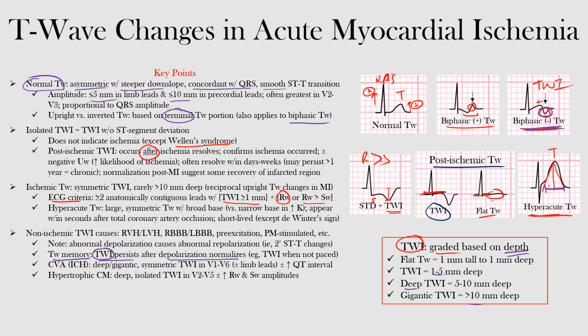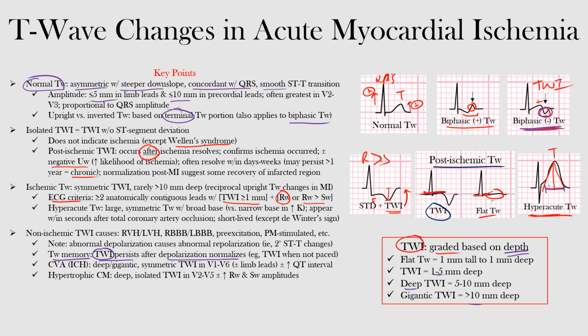Now, in terms of post-ischemic T-wave inversion, this occurs after ischemia, okay? It doesn't mean that there's ongoing or acute ischemia occurring, okay? So it confirms that ischemia occurred, all right, and you may also see a negative U wave, which would increase the likelihood that you had ischemia in the past. Now, often this will resolve within days to weeks, but if it persists for over a year, we call it chronic, okay? Now, if you have normalization post-MI, meaning that you have these post-ischemic changes, okay, and then they come back to normal, that may also suggest a repeat MI, okay? And we'll talk about that when we talk about T-wave pseudo-normalization.